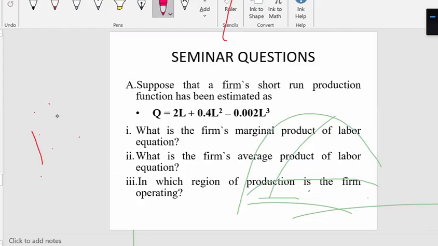Like what I'm trying to say, in production we have some stages. There is stage 1, there is stage 2, and there is stage 3.